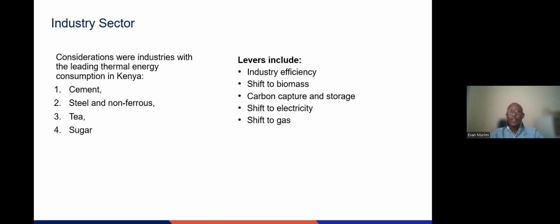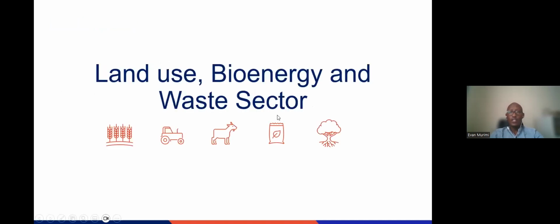So here the levers were on industry efficiency. How can we improve the efficiency in these industries in terms of energy consumption, especially looking at the thermal energy, because electricity supply takes mostly care of the electrical energy. Then shift to biomass from fossil fuel. Then the next one would be to incorporate carbon capture and storage. Then shift to electricity, where you use electricity to provide your heating needs, and probably shift to gas also to provide their heating needs.